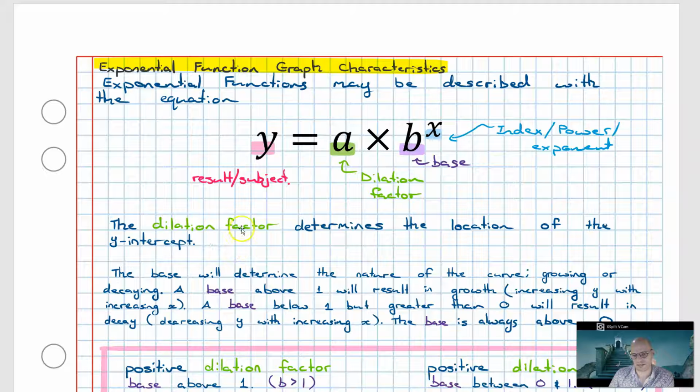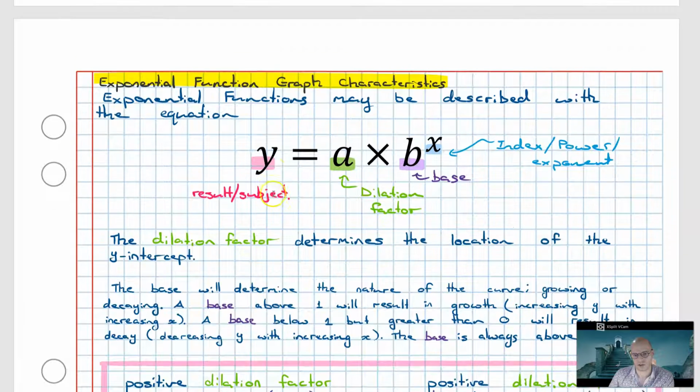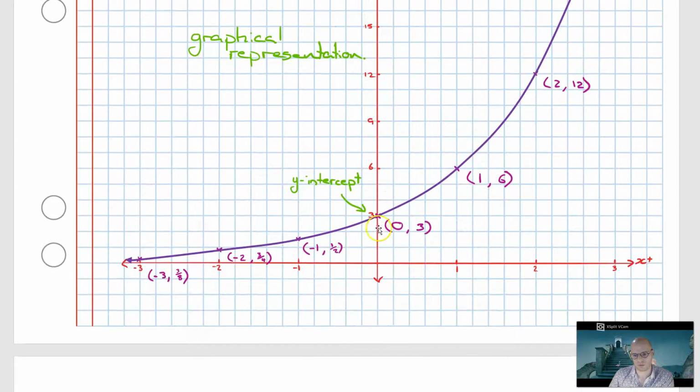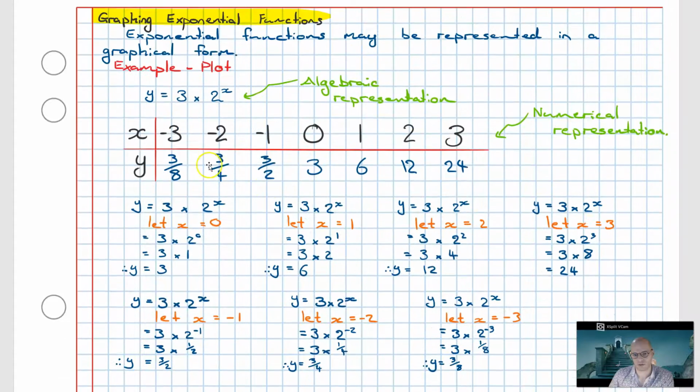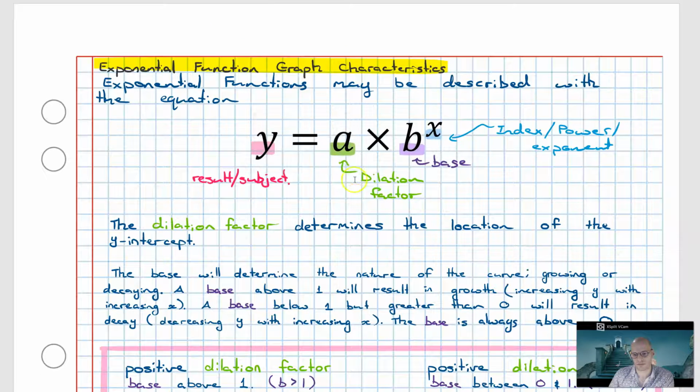Now, the dilation factor is going to determine the location of the y-intercept. So if we look up here, what we can see is that our y-intercept is at 3. Moreover, if you look at the algebraic representation here, the dilation factor is also 3. On top of this, the dilation factor is also going to determine whether the graph is above the x-axis or below the x-axis.